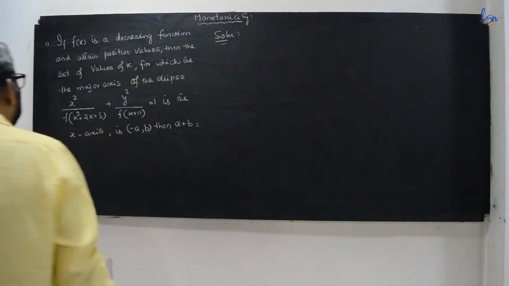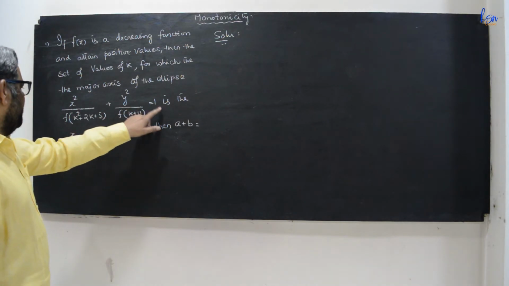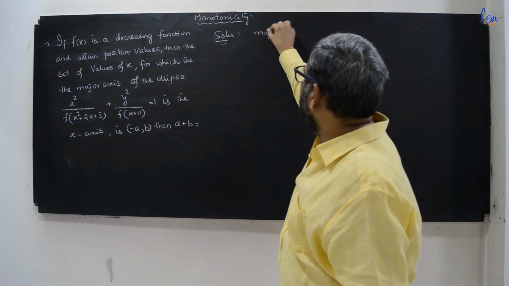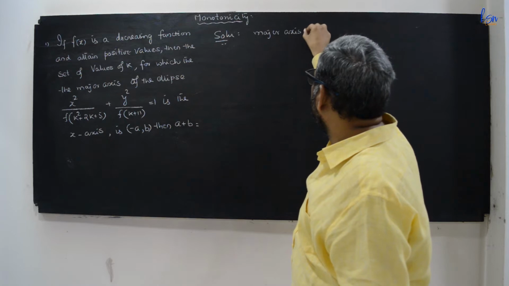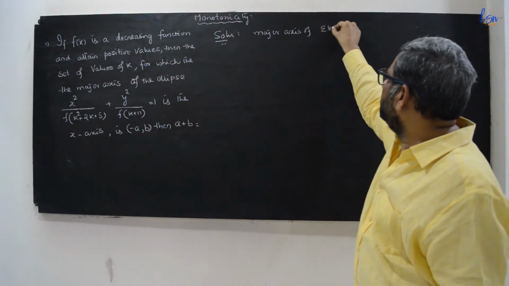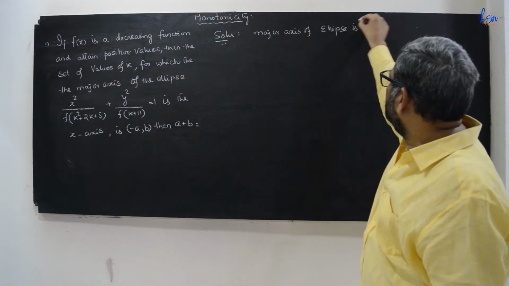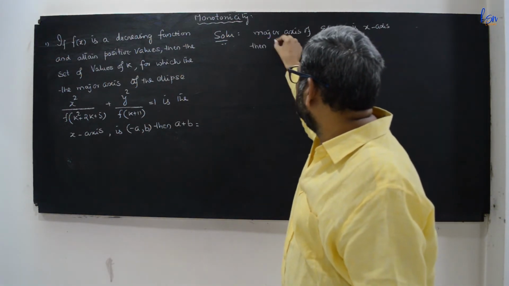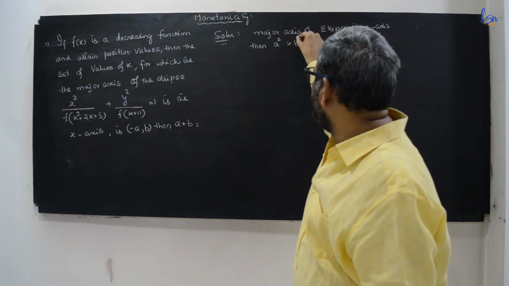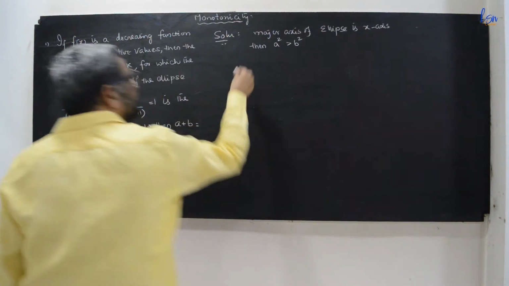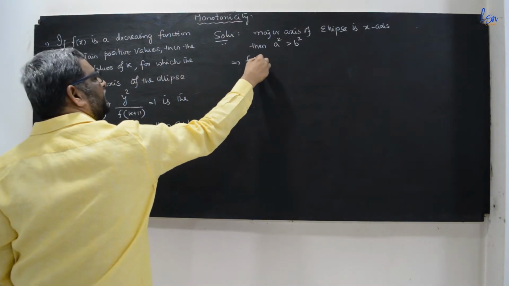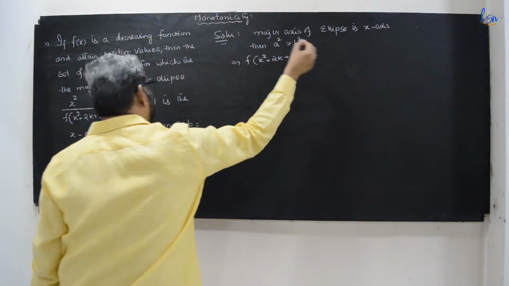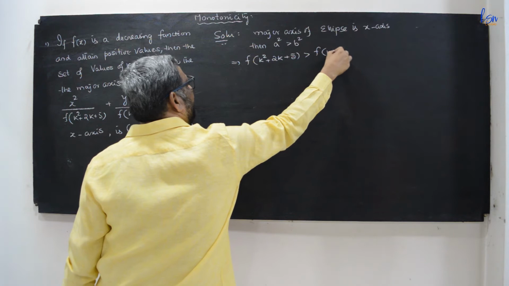It is given that the major axis of this particular ellipse is the x-axis. Whenever the major axis of an ellipse is the x-axis, then a² > b² implies f(k²+2k+5) > f(k+11).